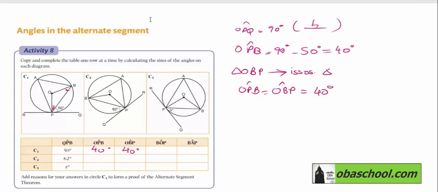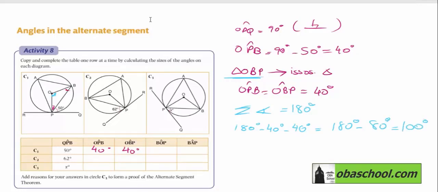Now moving on to angle BOP. Notice that we are still working with the same triangle. We have mentioned that this triangle OBP is isosceles. So the sum of angles, 180 degrees, is the total of angles inside this triangle. And we already have the measurements of both angles, 40 degrees. So 180 degrees minus 40 degrees minus 40 degrees is equal to 180 degrees minus 80 degrees, which is 100 degrees, the measurement of BOP.